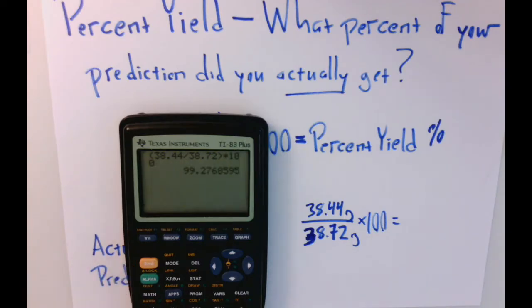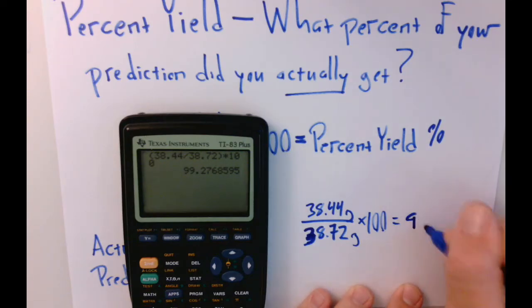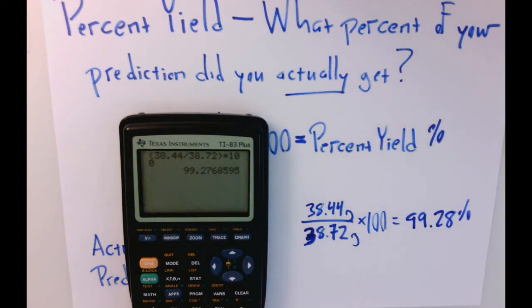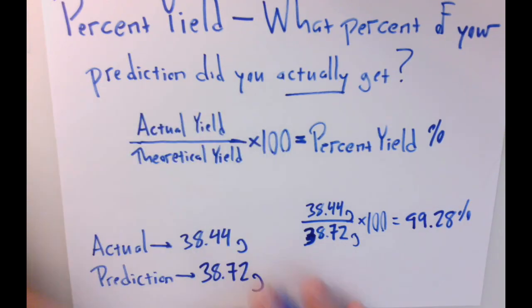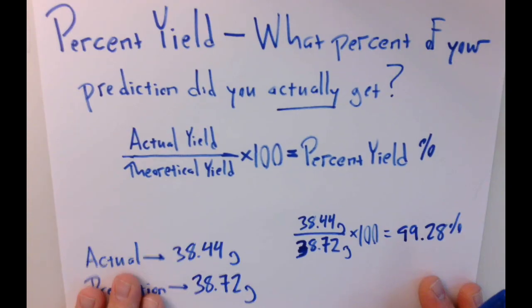and there it is. I'll round that to 2 decimal places, 4 sig figs, like our measurements here, and that's what you'd want to do, round to that same number of sig figs, 99.28%, which is pretty good. So for this reaction, when the person did the reaction, they got 99.28% of what they predicted. In a nutshell, that's percent yield.